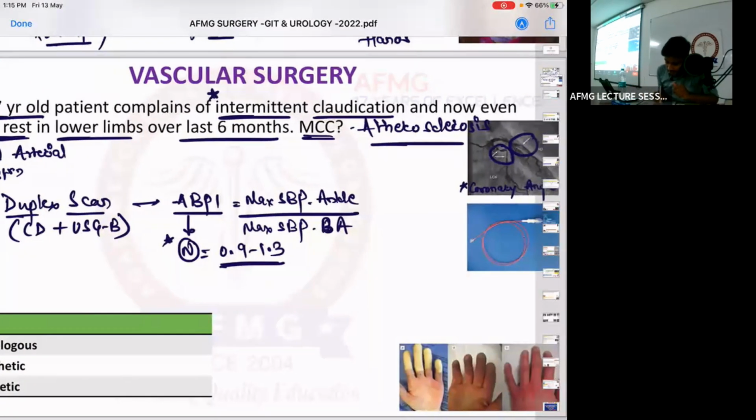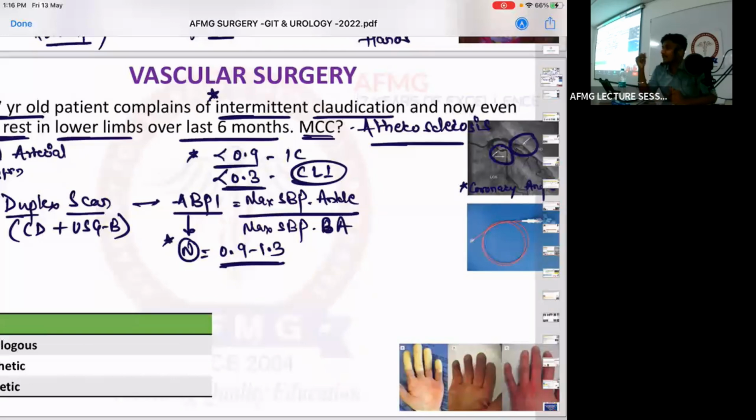If the ABPI is less than 0.9, intermittent claudication. If the ABPI is less than 0.5, the patient will start having rest pain. And important question पूछा गया था, when the patient will have critical limb ischemia. So critical limb ischemia is seen less than 0.3, and gangrene में ABPI would be 0.1 only. Okay, in gangrene the ABPI would only be 0.1.